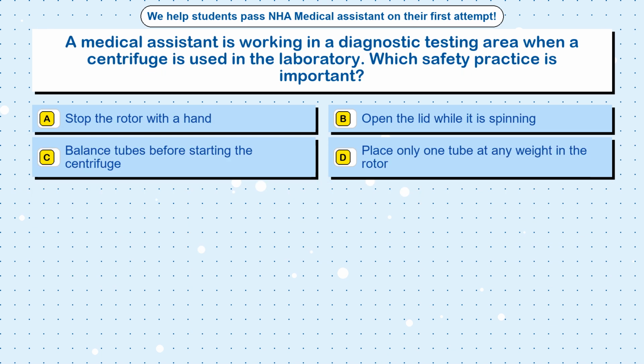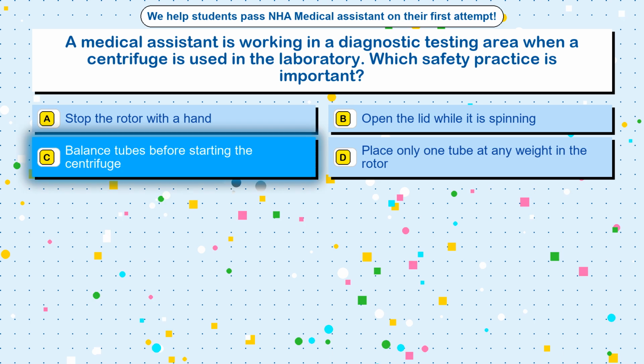Question 63. A medical assistant is working in a diagnostic testing area when a centrifuge is used in the laboratory. Which safety practice is important? Option A. Stop the rotor with a hand. Option B. Open the lid while it is spinning. Option C. Balance tubes before starting the centrifuge. Option D. Place only one tube at any weight in the rotor. The correct answer is option C. Balance tubes before starting the centrifuge.